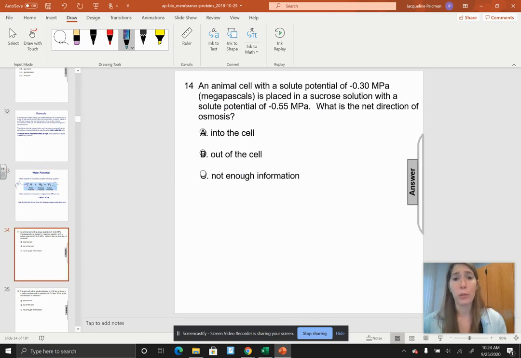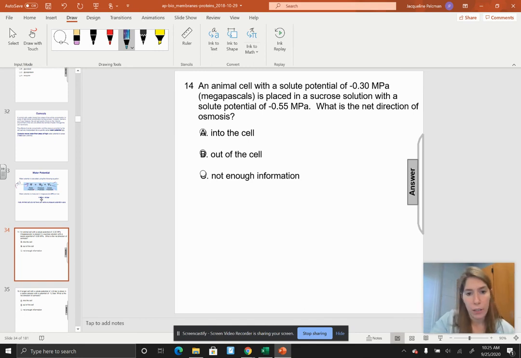I said I wouldn't go through questions, but in this case I am going to go through a couple of them. An animal cell with a solute potential of -0.30 megapascals is placed in a sucrose solution with a solute potential of -0.55 megapascals. What's the net direction of osmosis?